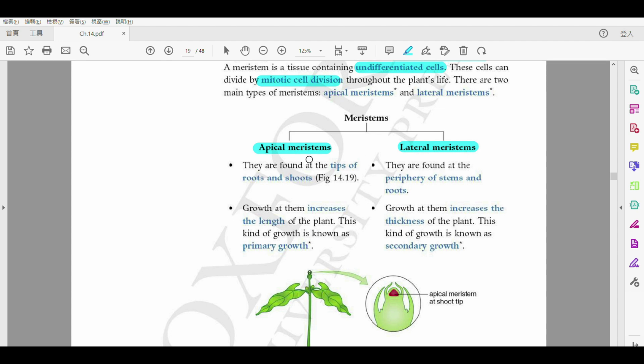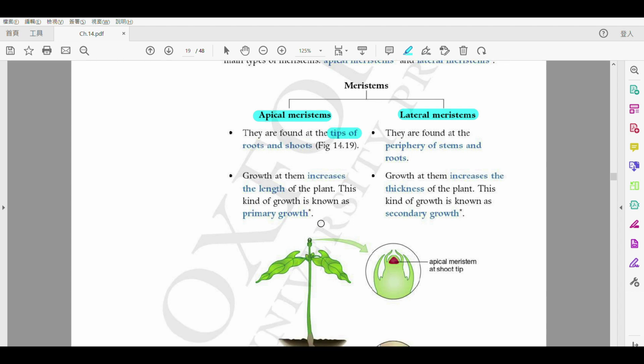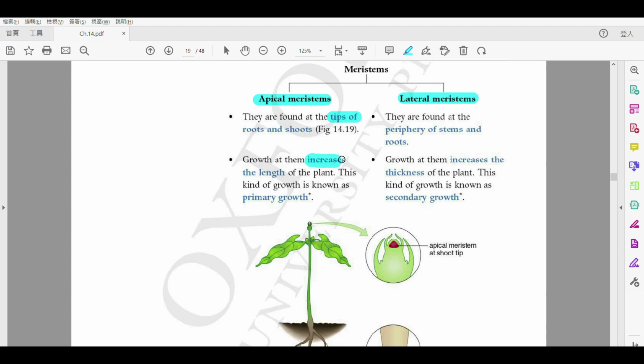Okay, so the first one is called the apical meristem. So apical somehow is related to the height, or it related to the tips, 即係最端端個位啦. So this apical meristem, it can be found only at the tips, okay, of both roots and shoots, but only at the tips. And it will increase the plant height. This one, we call it the primary growth.